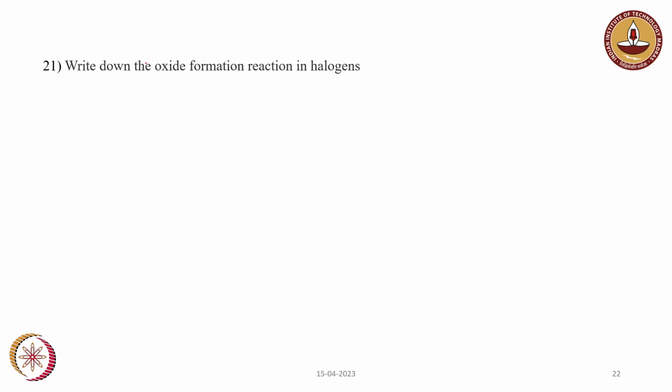The next question is: write down the oxide formation reactions in halogens. Fluorine 2F2 reacts with OH minus, giving OF2 plus 2F minus plus H2O. In OF2, F is in negative oxidation state because fluorine is the most electronegative element present in the periodic table.